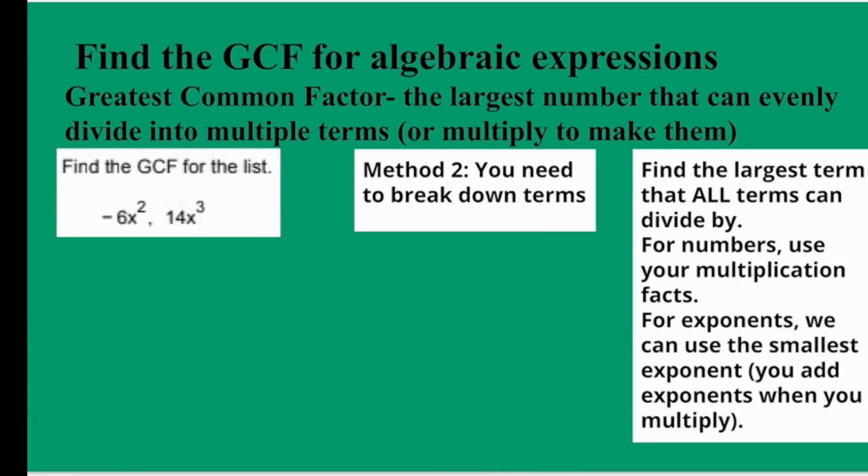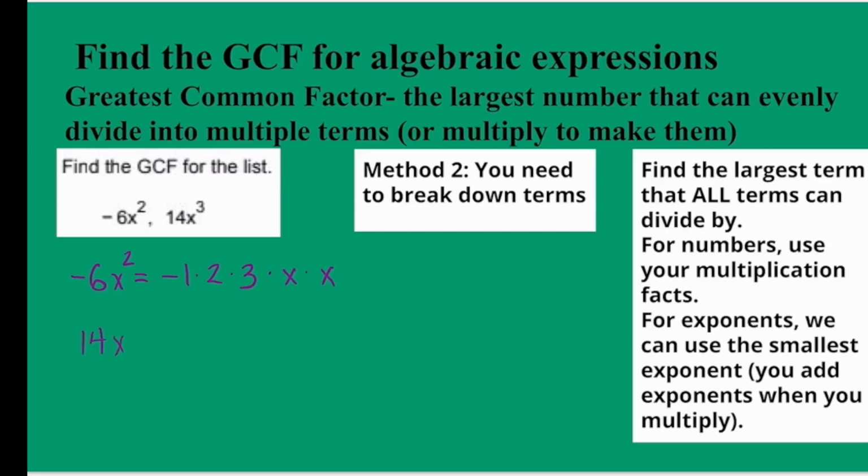So the second method of doing this is if you don't know your multiplication facts and you actually have to break down the terms. So it's the same problem. Now we're going to take negative 6 and break it down into multiples. So prime factorization. Negative 6 is negative 1 times 2 times 3. And then x squared is x times x. We have two x's there.